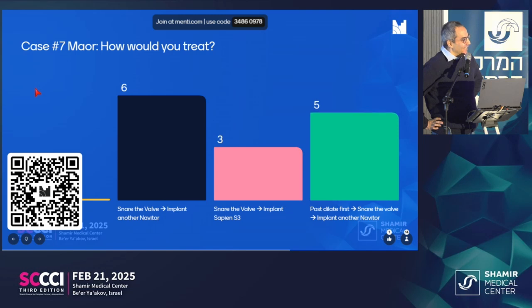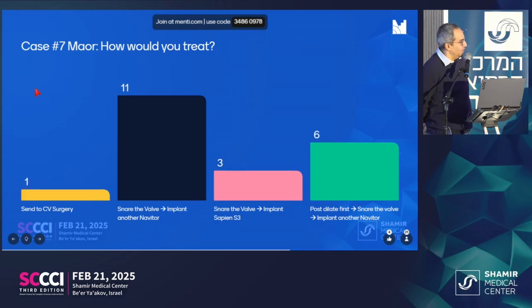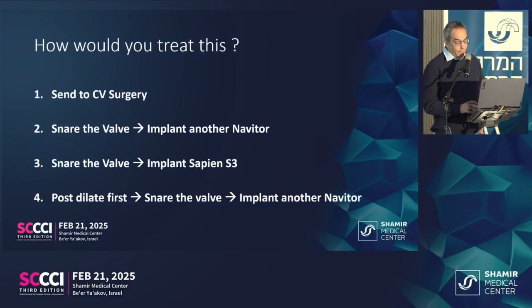Okay, so, it's 10 people or 11 people saying snare the valve and implant another Navitor, and 6 people think that we should post-dilate first, snare the valve, and then implant another Navitor. 1 person thinks we should send her to CV surgery, and 3 would put a Sapien. Okay. So most people think that we should snare the valve, anchor the valve and put another.